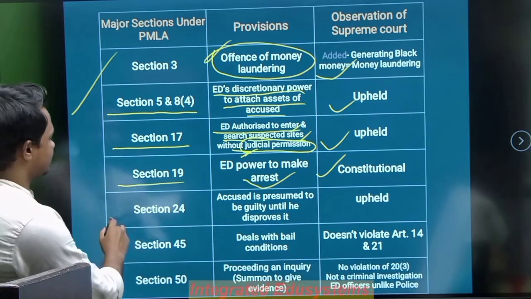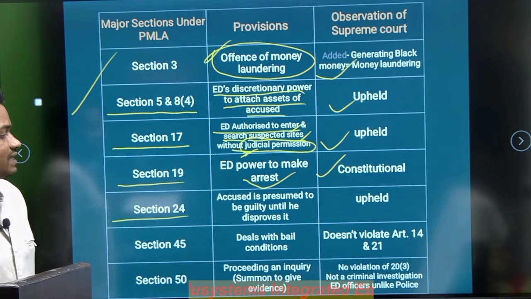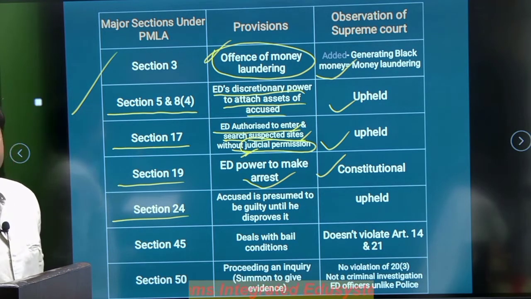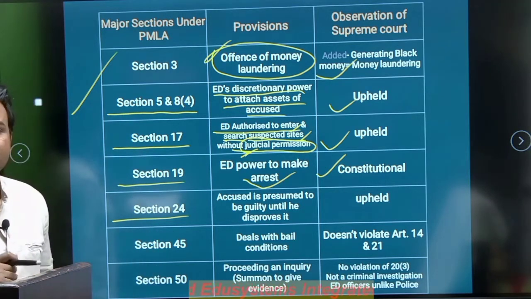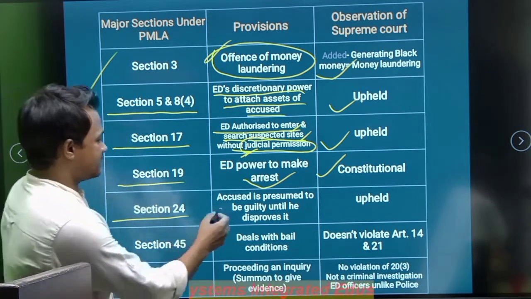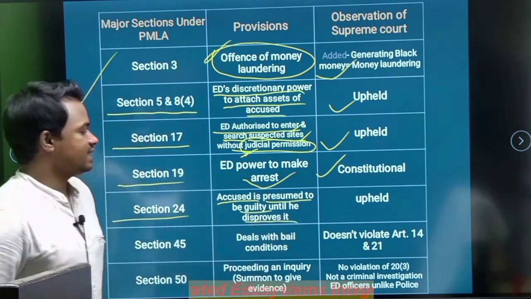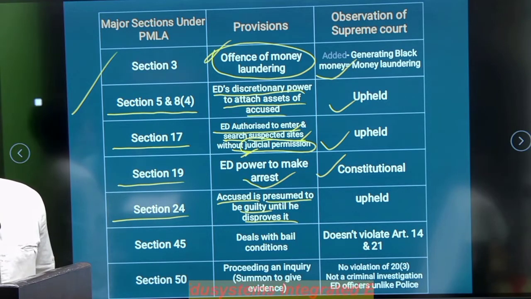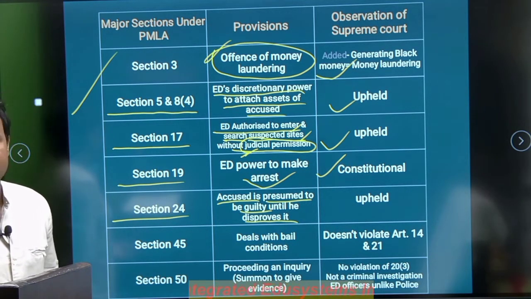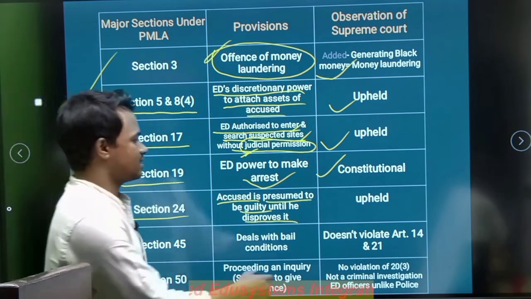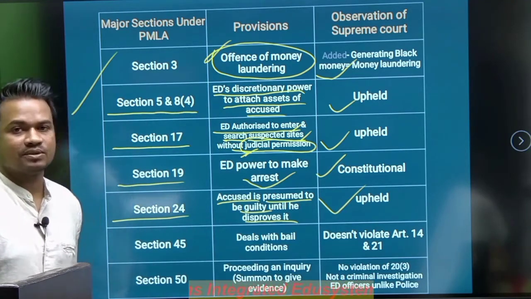Okay. The next is section 24. The accused is presumed to be guilty until he disproves it. So, this is the reversal of the burden of proof. The accused is presumed to be guilty until he proves that he is not involved in the money laundering case. It is very important that the Supreme Court again upheld that particular section's provision.